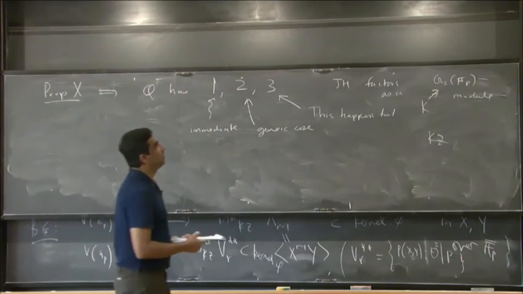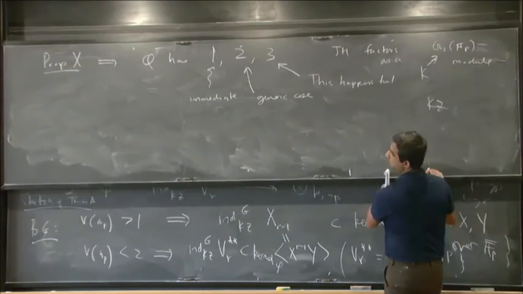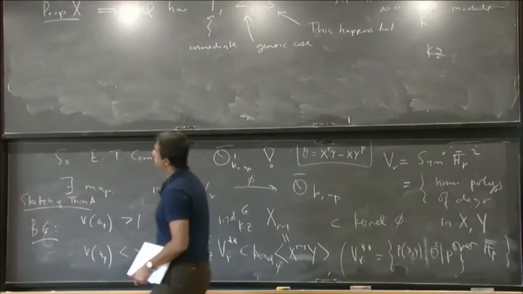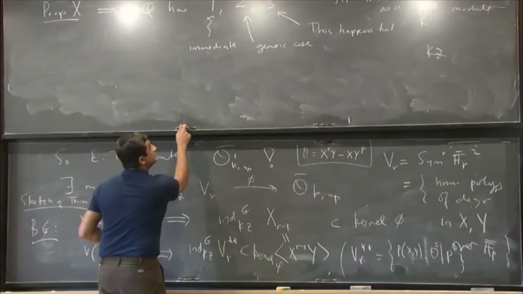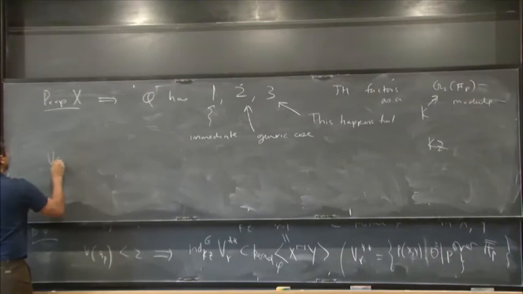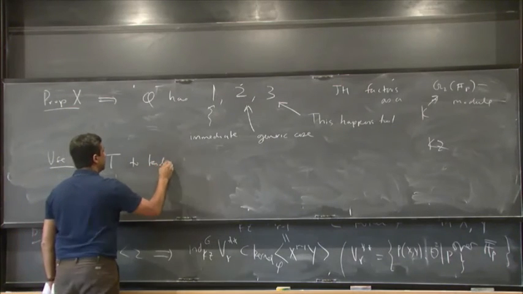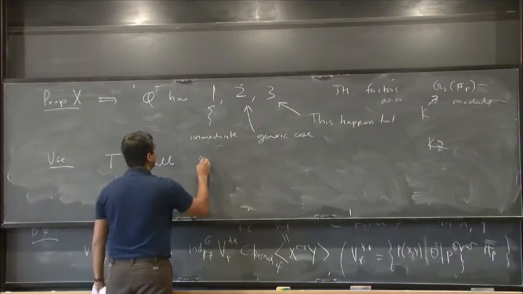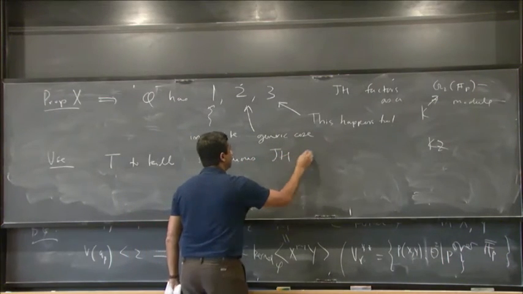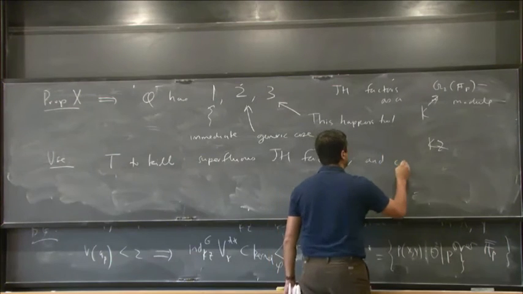Okay, so what do you do when you have 2 or 3 Jordan-Hölder factors here? Well, the one thing we haven't used is, did I erase it? I think I just erased it. You have to kill some of these Jordan-Hölder factors. So use T, I'll just be a little vague here, to kill superfluous Jordan-Hölder factors, and conclude by the mod p local Langlands correspondence.